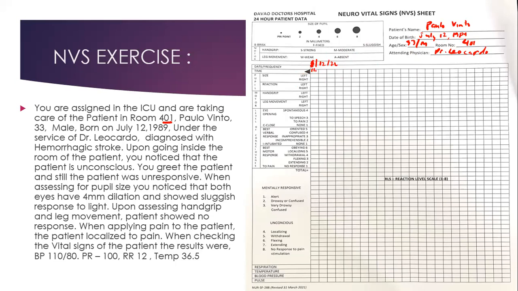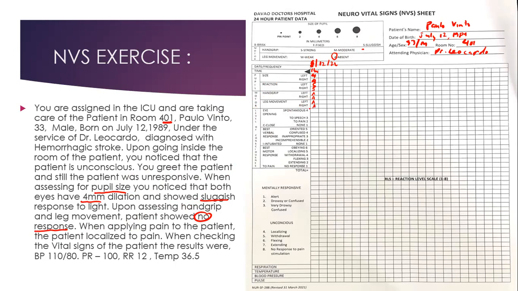11 a.m. pa rin. So, ano isusulat sa pupil size? Left and right? So, type in the chat box, ano isusulat? When assessing for the pupil size, you notice that it has 4 mm dilation. No? So, 4, isusulat dito 4. Yan. Both eyes are 4. Reaction naman. So, showed sluggish. No? So, susulat natin S. Then, hand grip. Ano daw ang hand grip at leg movement? Showed no response. So, anong isusulat? You have your A for absent. No? So, lagyan dito A, A, A, A.